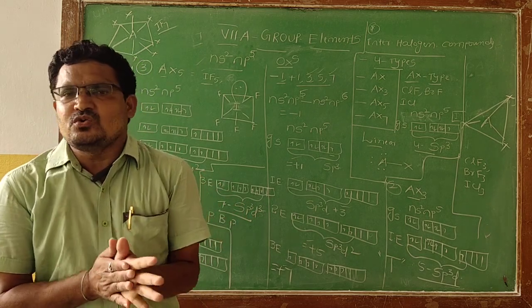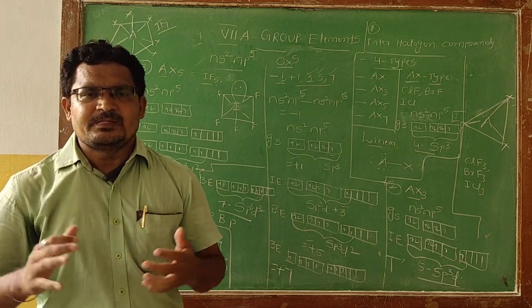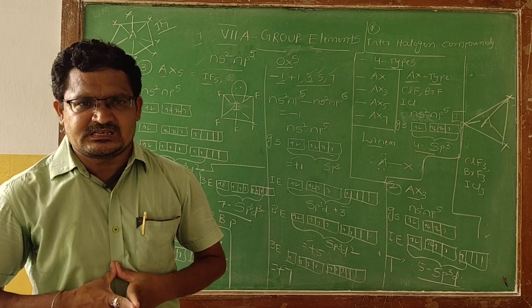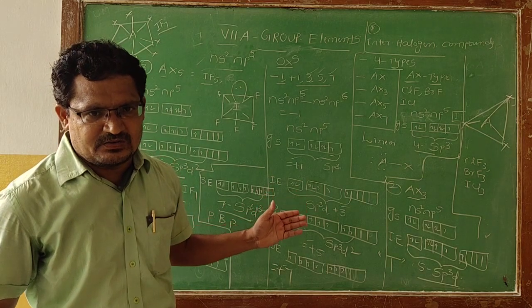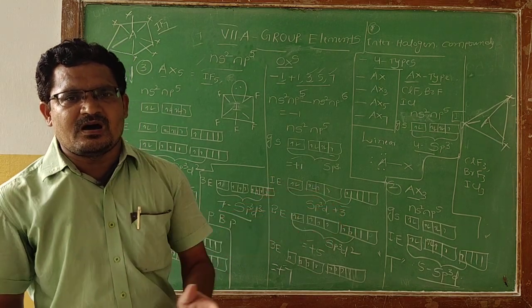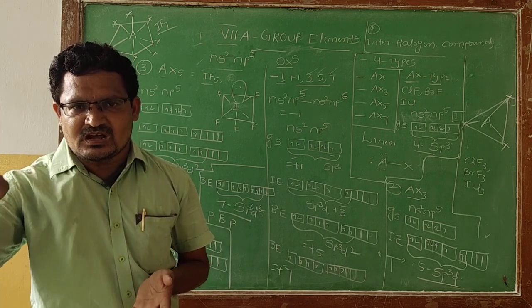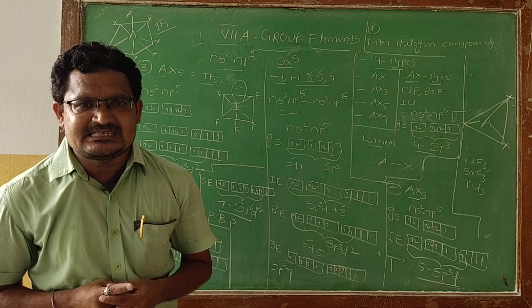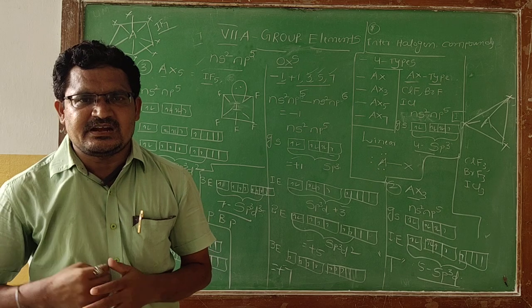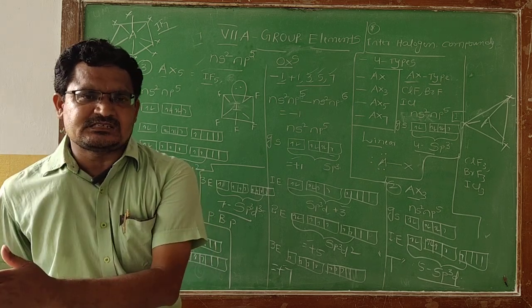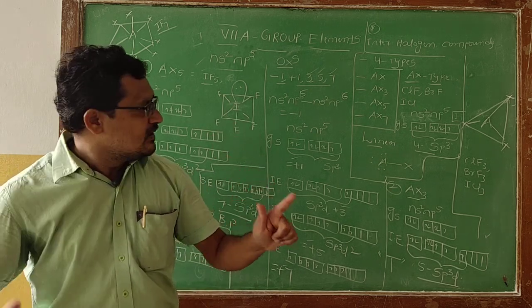Then oxidation state. The oxidation states of the 7th group elements are -1, +1, +3, +5, +7. The -1 is called the common oxidation state. The common oxidation state depends upon the group element's electronic configuration. Other oxidation states depend upon excitation states. In the ground state, only 1 unpaired electron, that's your +1 oxidation state. In the first excitation state, 3 unpaired electrons, that's your +3 oxidation state. The second excitation state, 5 unpaired electrons, that's your +5 oxidation state. The third excitation state, 7 unpaired electrons, that's your +7 oxidation state.